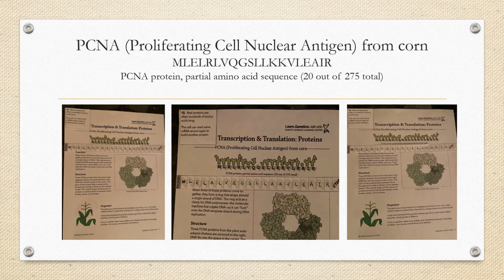The structure: 3 PCNA proteins from the plant Arabidopsis thaliana are pictured to the right. DNA fits into the space in the center. The part of the protein that corresponds to the part you made is shown in a darker shade. The overall shape of this group of proteins is nearly identical between vertebrates, plants, and archaea.